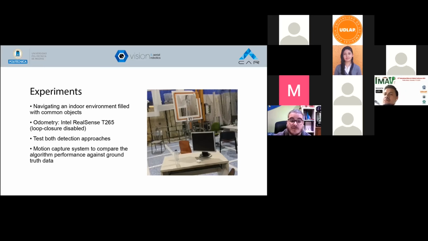As I mentioned before, the OAK-D has an IMU. However, it doesn't have enough capabilities to be used as a trustworthy or confident odometry source. So we used the Intel RealSense D265 instead, with loop closure disabled, of course. In addition, a motion capture system was used in order to compare the algorithm performance against the ground truth data.